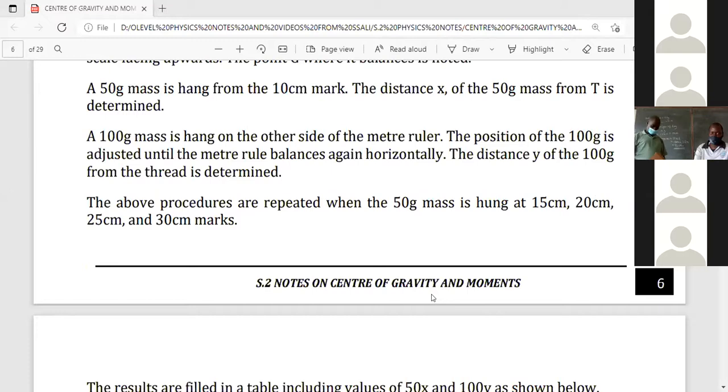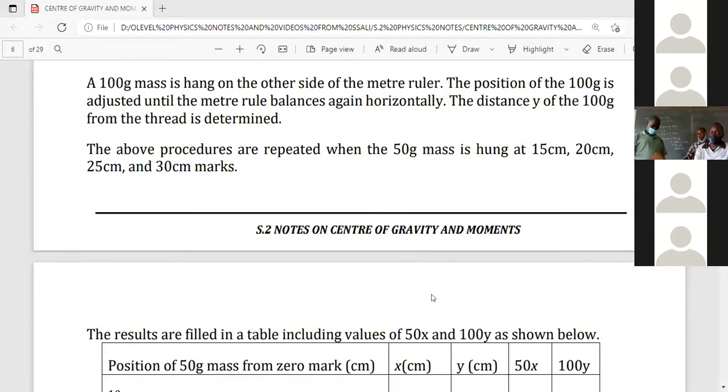The above procedures are repeated when the 50-gram mass is hung at 15 centimeters, 20 centimeters, 25 centimeters, and 30 centimeter marks.